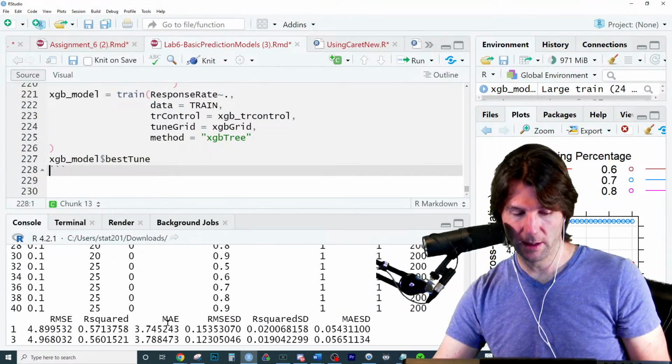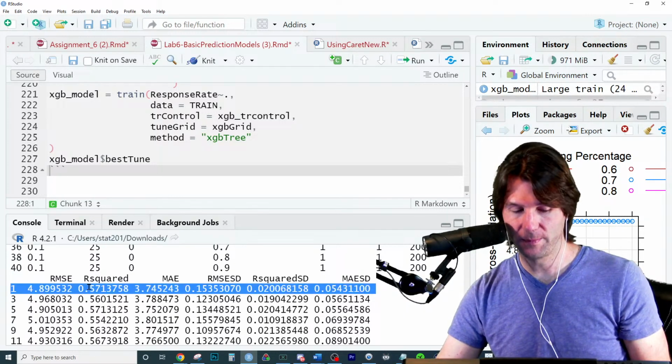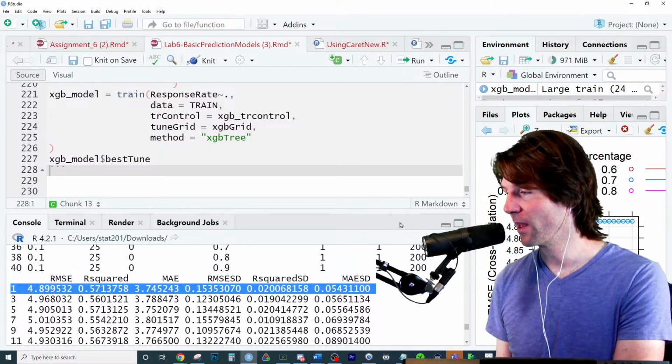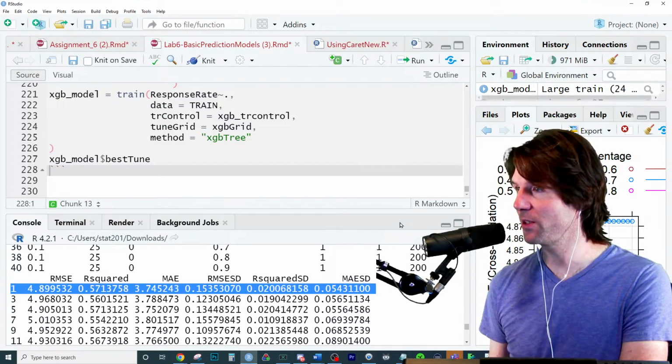And it's the first one. Wow, we didn't get a better model. All that work for nothing. Question 5 on the practice exam. Yeah, we'll take a look at that here soon too.